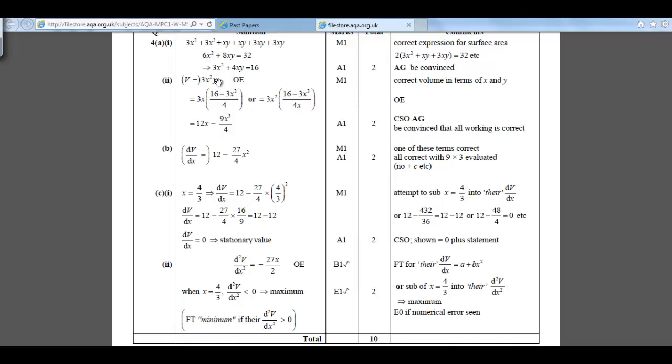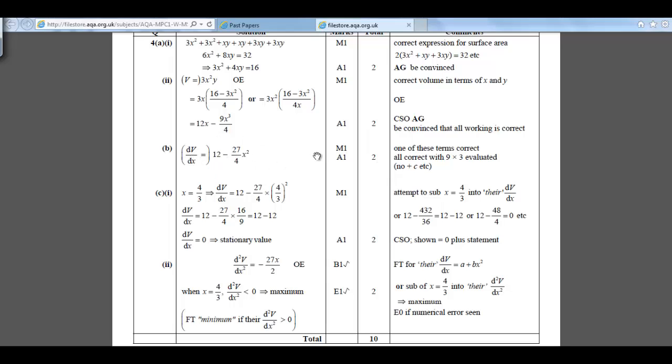Okay, 3 marks for the volume, 1 mark for putting volume is equal to 3x squared times y, or equivalent, correct volume in terms of x and y. Second mark for either of these. I think we did get to that. I remember having that with brackets. Third mark for expanding the brackets out and cancelling down.